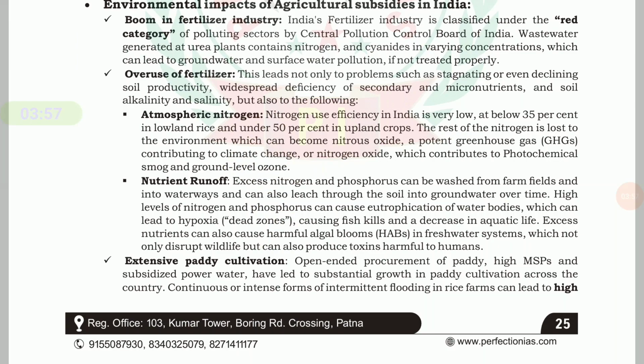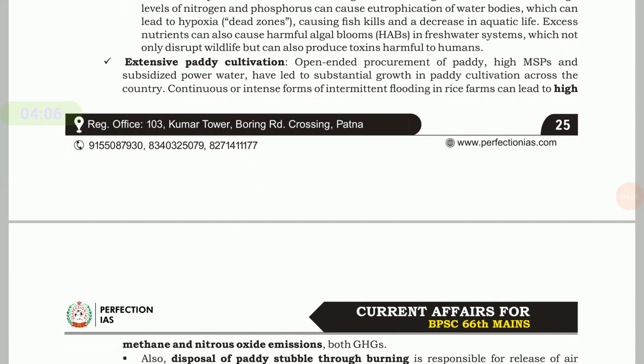There is also atmospheric nitrogen, where the efficiency in India is very low, about 35%, and low nutrient use in rice. Nutrient runoff, expensive paddy cultivation. What happens?